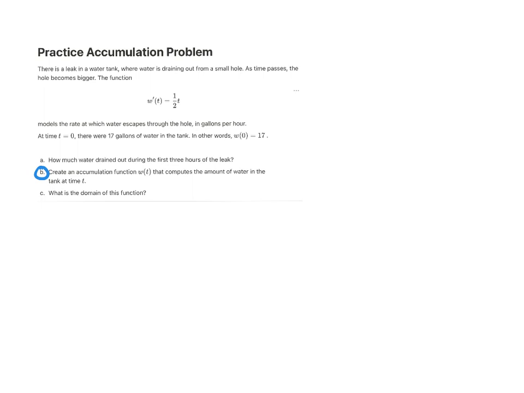Okay, so here's how this models. We're going to make w of t, and I'm going to put t in red just so you can see what's going on here. Remember, we make an accumulation function. Our format is f of x equals f of a plus the definite integral from a to x of f prime of t dt. That's our format.